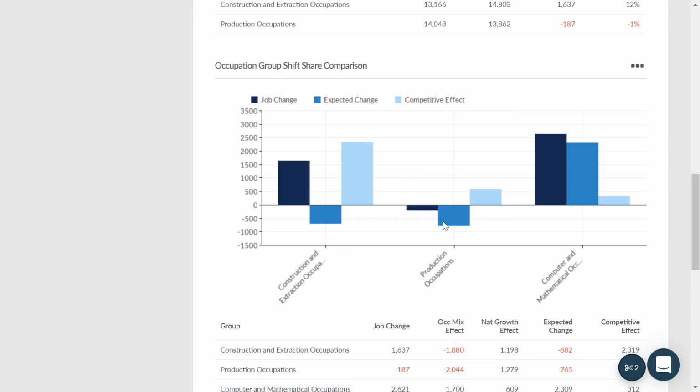You can also see the same thing with production occupations. Even though they actually decreased in jobs over this time frame, they were expected to decrease by a lot more. So therefore, they have a positive competitive effect. And here, computer and mathematical, even though they grew the most by a lot, they were also expected to grow by a lot. So their competitive effect isn't going to be quite as high.